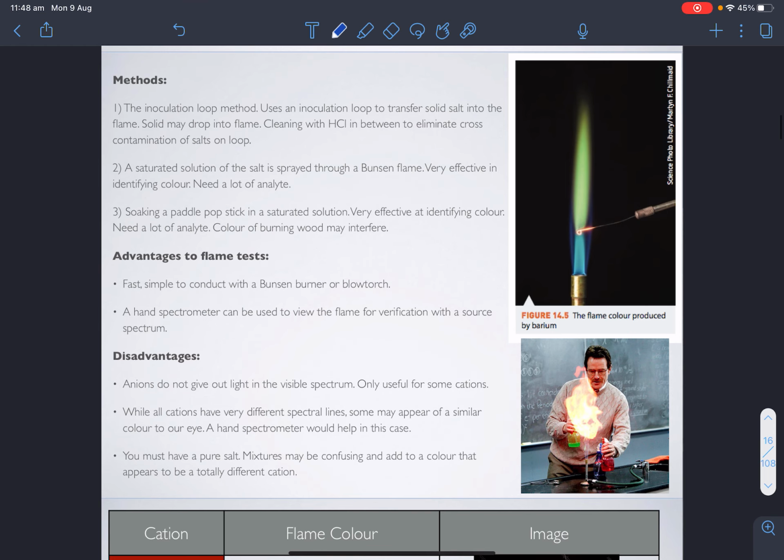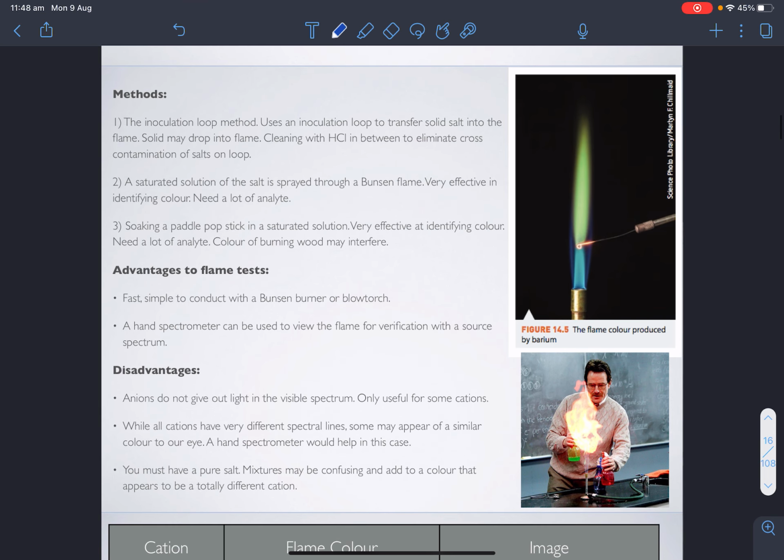So let's quickly talk about the methods that we use. There's a few different variations on this method. An inoculation loop, or the metal wire, is dipped in the solid salt that contains that cation, that metal, and then put over the flame. In between, it's cleaned with hydrochloric acid, which oxidizes any of the metal on there and gets rid of it into solution. So we eliminate cross contamination.